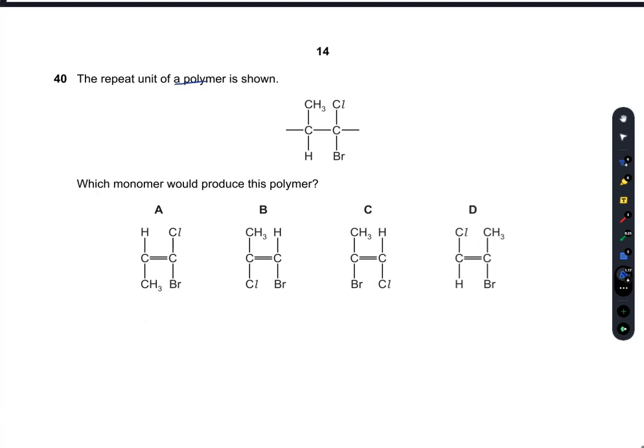The repeat unit of a polymer is shown. Question number 40, last MCQ. So this is the repeat unit, and this is an addition polymer. So I remove these single bonds here, and I produce one carbon here. So it would be a double bonded carbon monomer. So which monomer would produce this polymer?